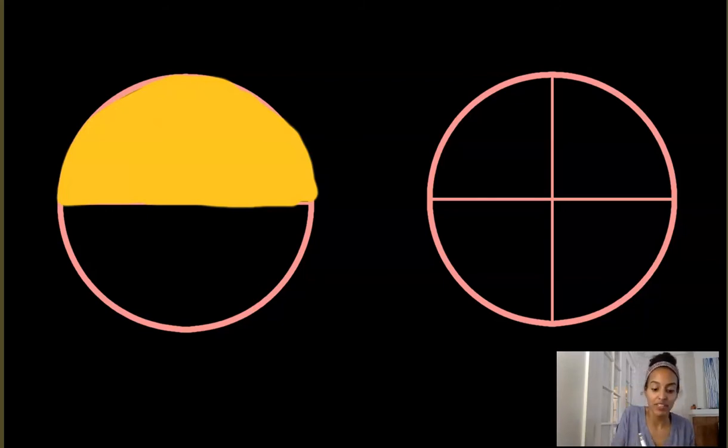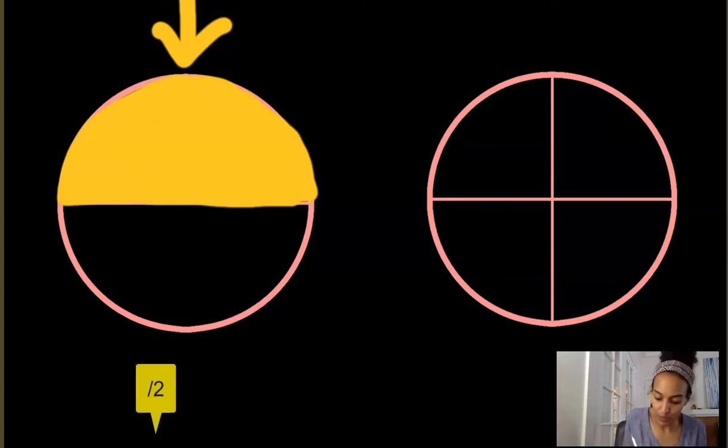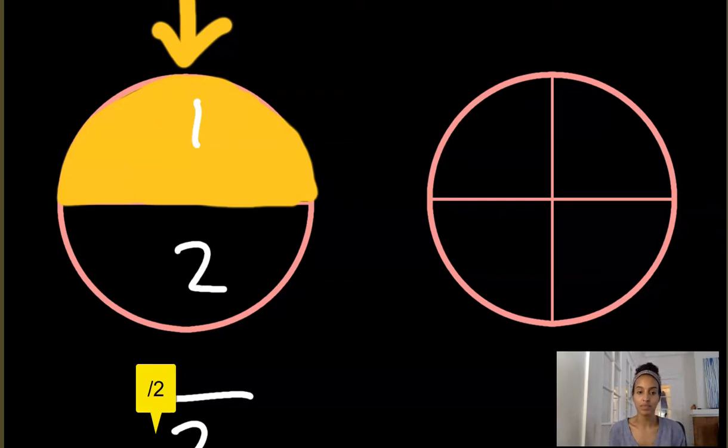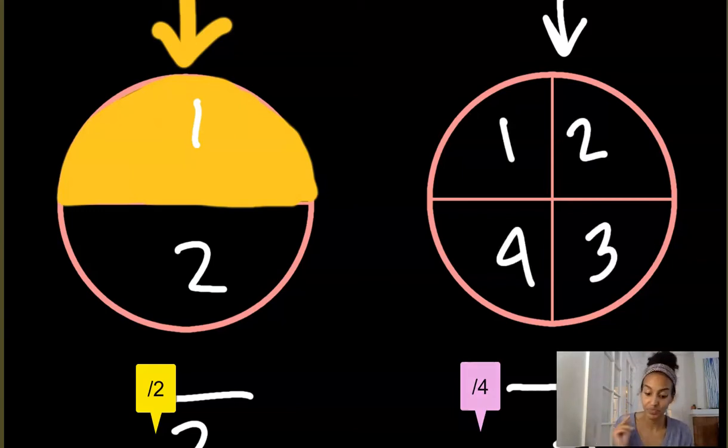So in my circle on the left here, we see that the denominator is 2 because it has been split into 2 equal parts. What is the denominator of our circle on the right? Good, 4, because this has been split into 4 equal parts.